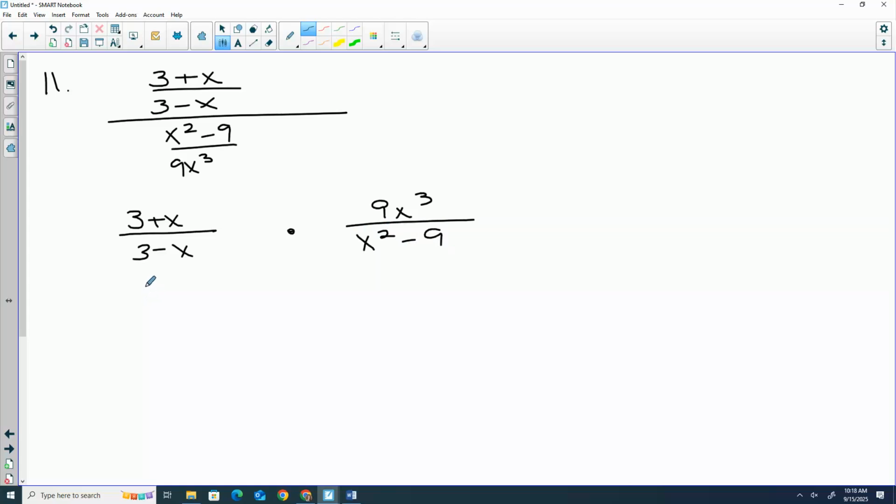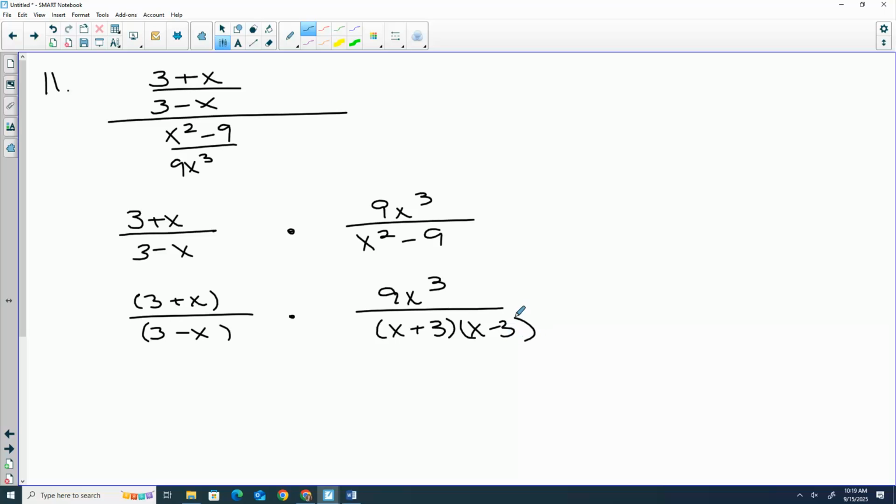Then, we always want our fraction to be as simplified as possible, so we factored everything. 3 plus x, we can't really factor that. 3 minus x, can't do much there. What do you do with x squared minus 9? Things cancel if they show up on both top and bottom, so what can I drop out? X plus 3 and 3 plus x are the same. So we get 9x cubed over 3 minus x, x minus 3.